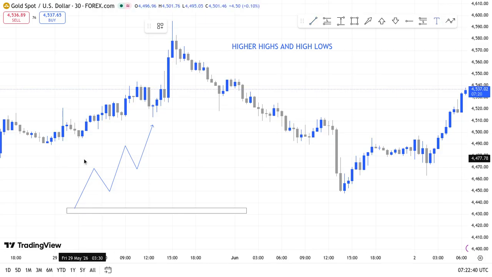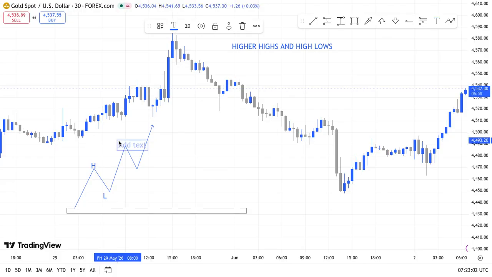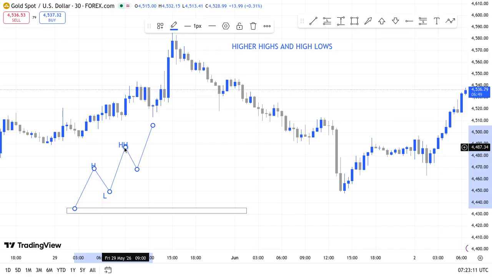This is a high, this is a high, and we have just a low here. Have a low just here down, and I'm going to have another high just right here up, and I'll call this one a higher high. The reason I'm calling it a higher high is that it's a high but above the previous high, so I'll term it as a higher high.